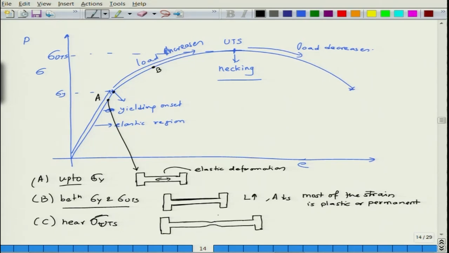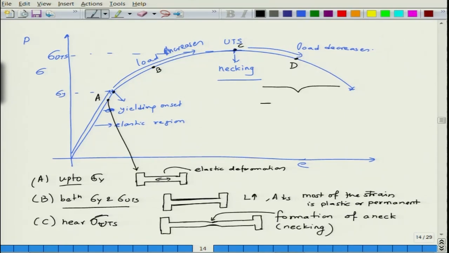And this happens somewhere in the middle of the sample. So this is basically what we call the formation of a neck, and this phenomenon is known as necking. So this is where the necking occurs, and as we go to point D, so this is point C, at C you have formation of a neck, and at D, let's say when you go a little further, the neck gets deeper, so at this point the neck will be more like this.